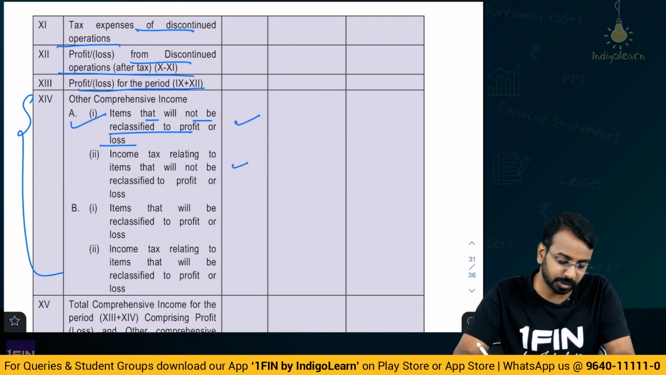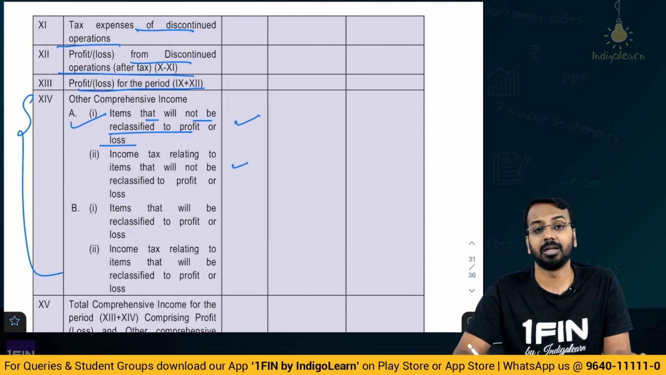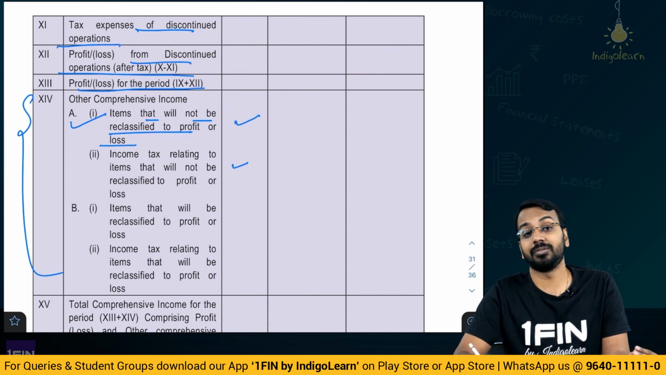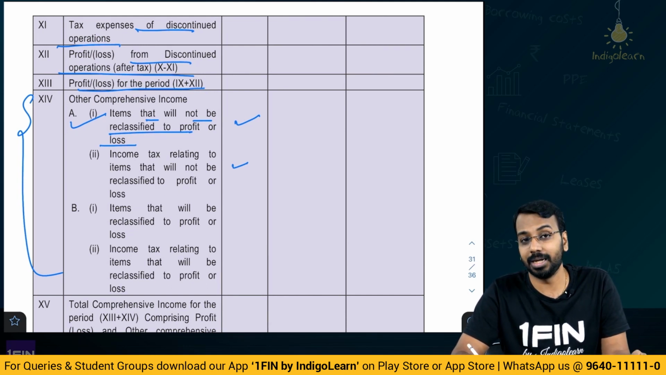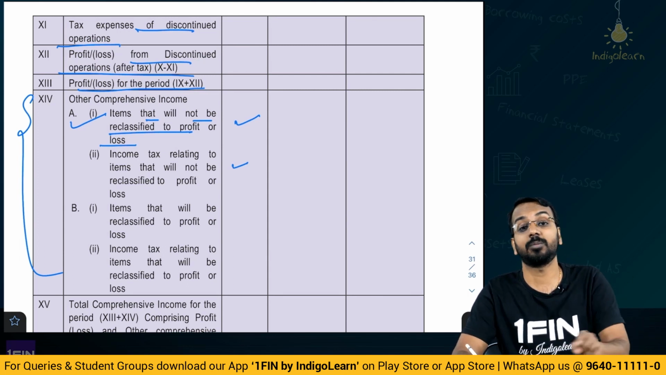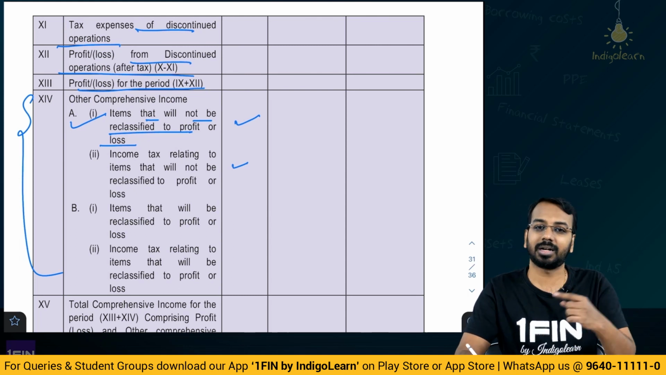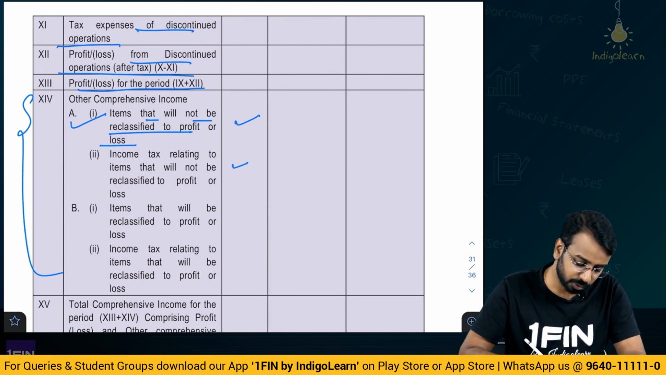So, if there are some items which will not be reclassified to P&L, for example, under Ind AS 109, investment in equity, which would otherwise be taken as fair value through P&L, but we have classified them as fair value through other comprehensive income, that cannot be reclassified. Similarly, revaluation of property, plant and equipment, you cannot reclassify to P&L. All these you will show here.